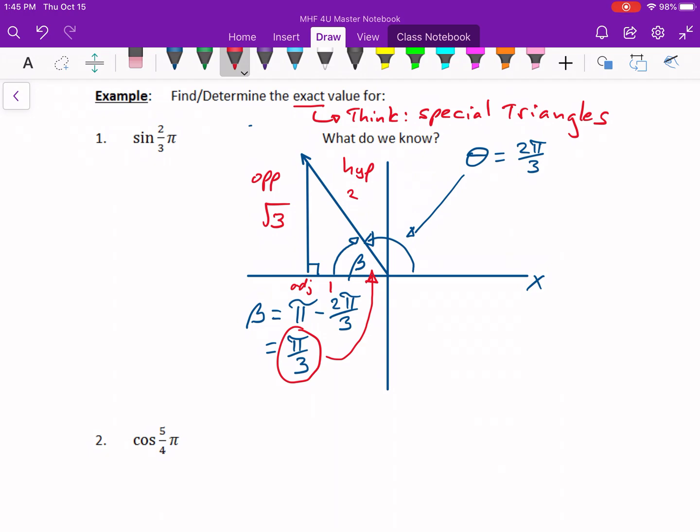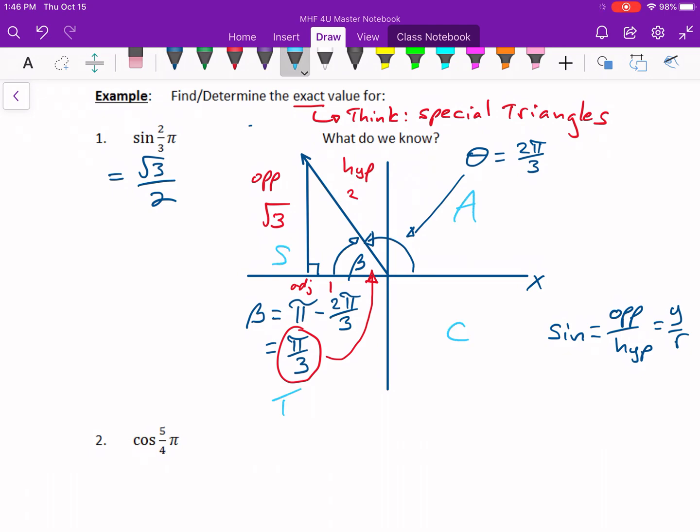So, all right, now I want to know what the sine of 2 pi over 3 is. Well, we know that sine equals opposite over hypotenuse, or y over r if we're thinking in terms of the unit circle. So our opposite side we just identified as root 3, our hypotenuse is 2. The last thing we have to think about is, is it going to be positive or negative? Like, is the fraction root 3 over 2 going to be positive or negative? And again, there's a couple ways we can approach that. One way is thinking about the CAST rule. So we're in quadrant 2. We're doing all our work in quadrant 2, which is where sine is always positive.